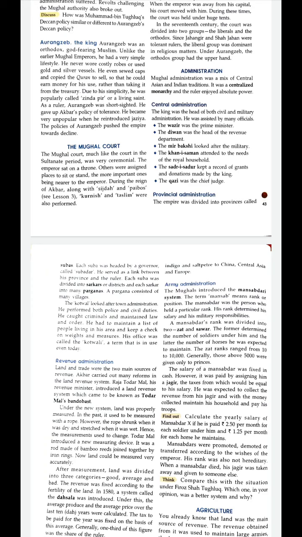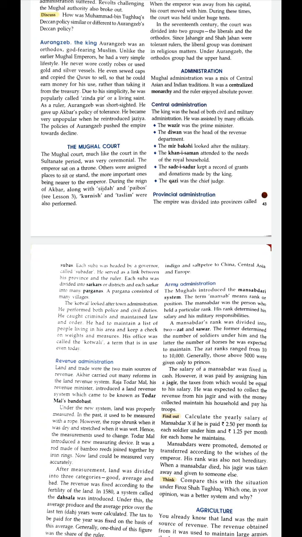Clear? And he used to maintain a list of people living in this particular area, and used to keep a check on weight and measure. And his office was called Kotwali. Clear about the provincial administration? Next, we will move on to the revenue administration.